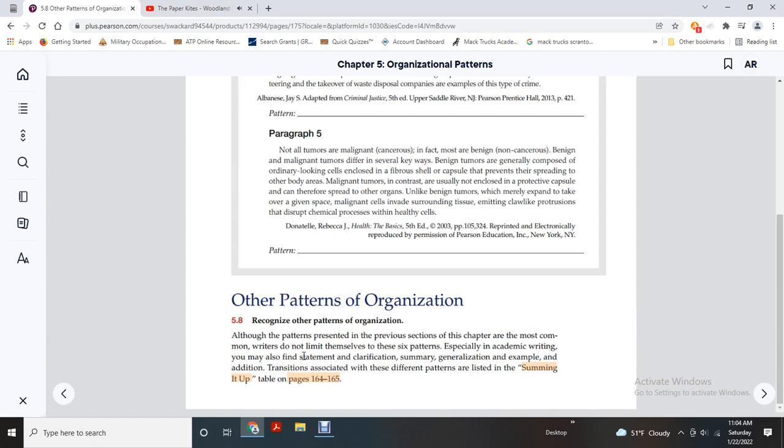Although patterns presented in the previous section of this chapter are most common, writers do not limit themselves to six patterns, especially in academic writing. You may also find statement, clarification, summary, generalization, example, and in addition the transitions associated with different patterns, summing it all up in tables 164 and 165.